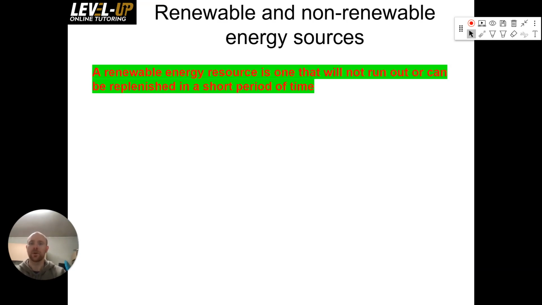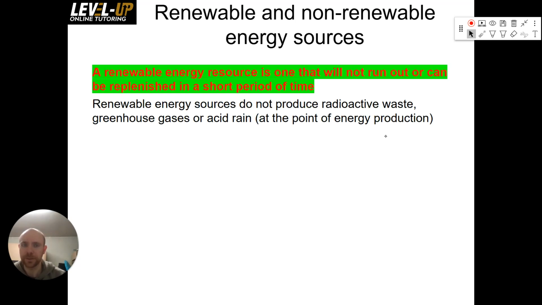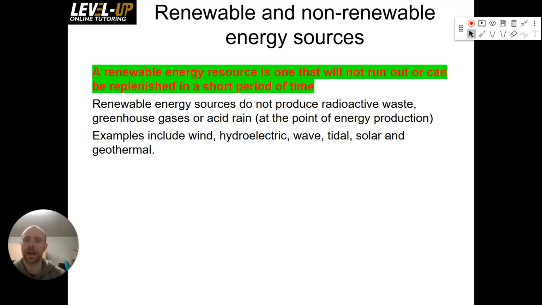So we've looked at this slide before, but it's really important to understand what a renewable energy resource is. It is one that will not run out and can be replenished in a short period of time. Examples are hydroelectric, wave, tidal, solar, which we've looked at in the previous video. The main advantages of them is that they don't produce greenhouse gases or acid rain. Avoid saying they don't pollute, okay? Be more specific, talk about greenhouse gases, carbon dioxide, acid rain, sulfur dioxide.